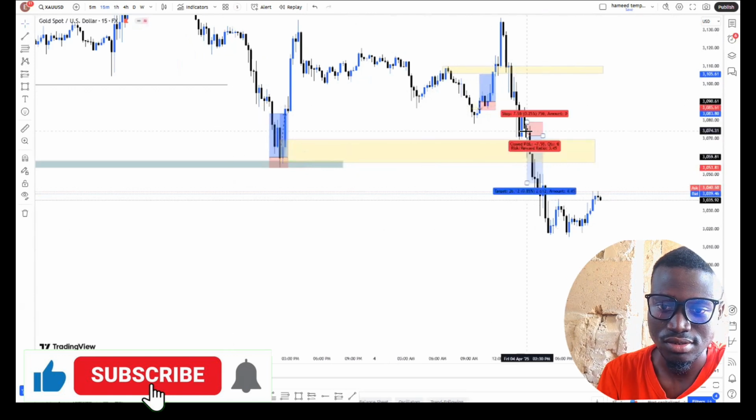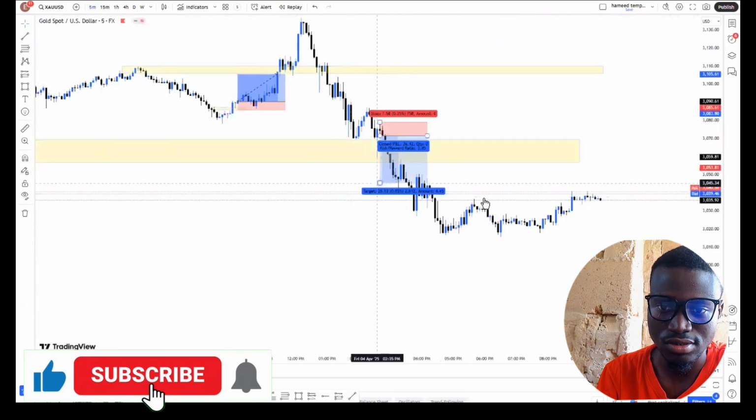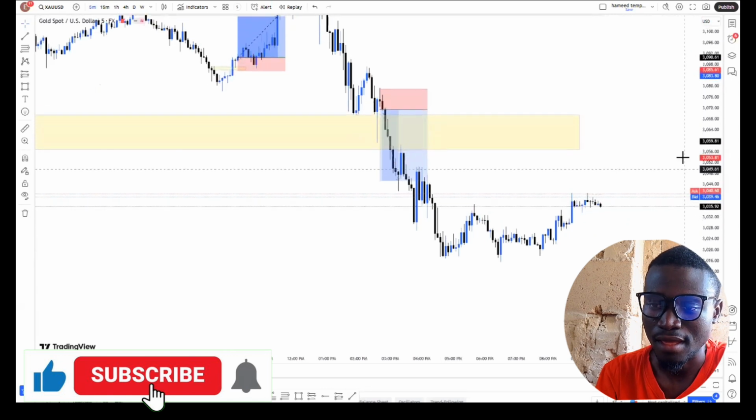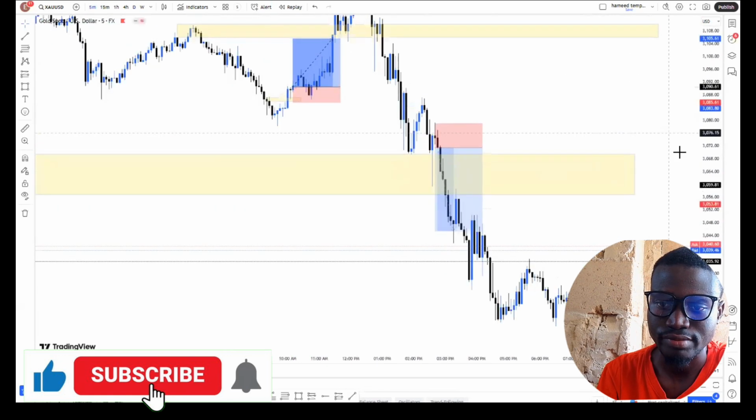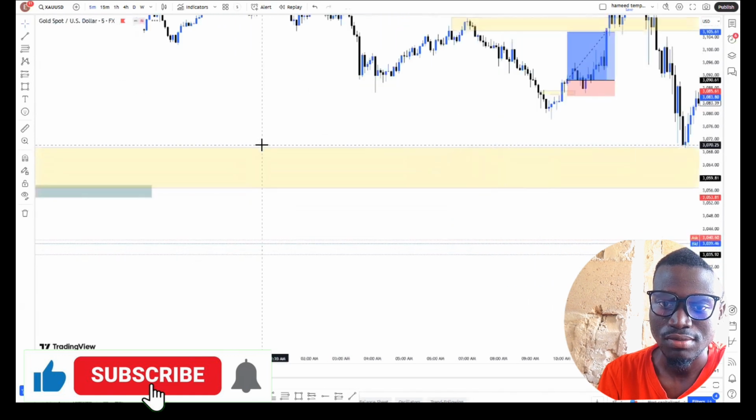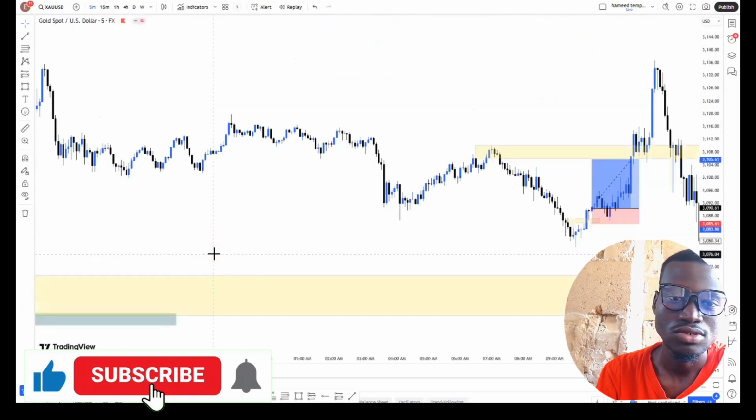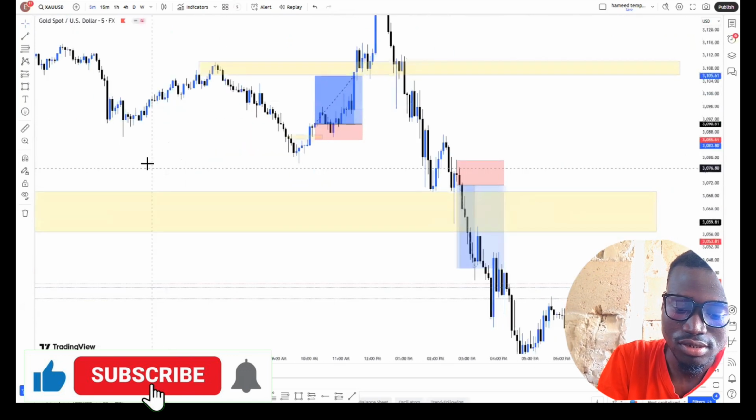Let's see. Yeah, no, it doesn't. Okay, there's another here. This is one here, and another one here. These are my 3 trades I took on gold last week. So back to daily time frame.